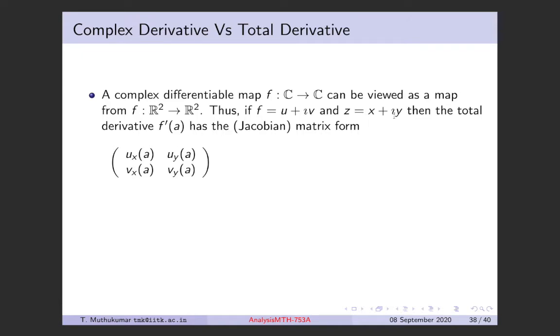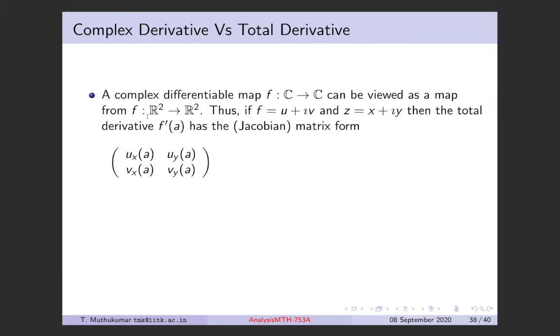parts x, y. So any map from C to C can be seen as f of xy going to u of xy comma v of xy. Okay, so these are the components of f and these are the components of the argument. So the total derivative of this complex map, but seen as from R2 to R2, will admit a matrix representation. We saw that, right? So you have a 2 cross 2 matrix representation.